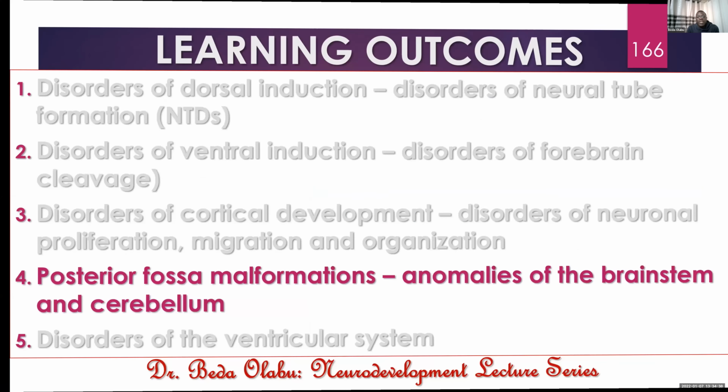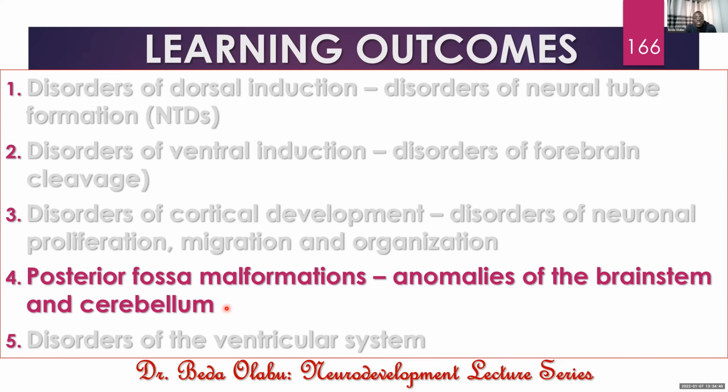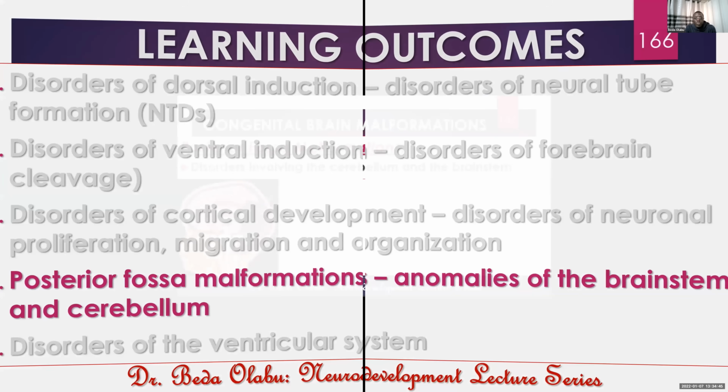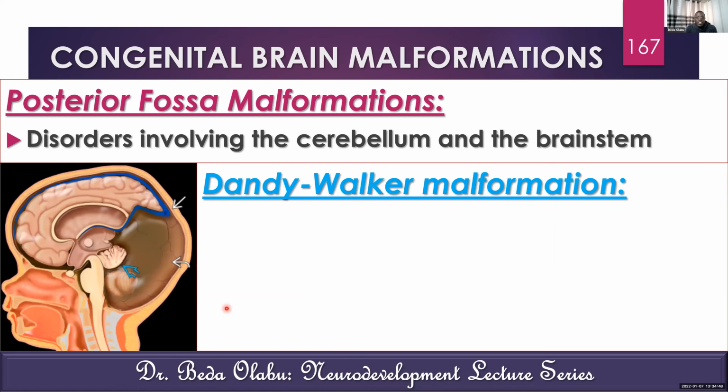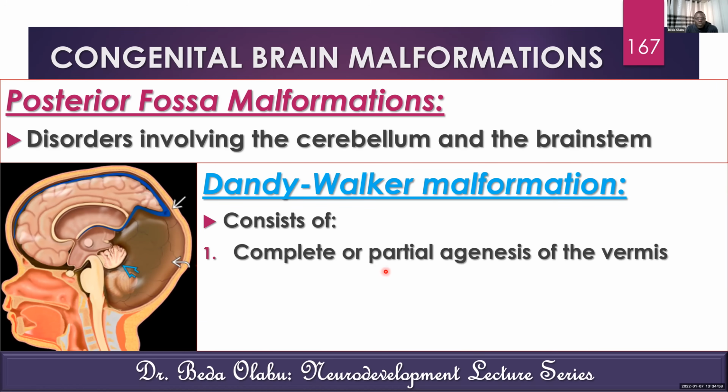Good. Now let's talk about malformations which affect the brainstem and cerebellum. Let's just call them posterior fossa malformations. We'll start with what we call Dandy-Walker malformation. Dandy-Walker malformation consists of three things. One, there is complete or partial agenesis of the cerebellar vermis. As you can see in this image, the cerebellar vermis is very tiny. So it may be tiny like that, or maybe completely not present.